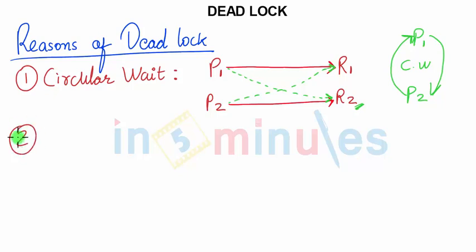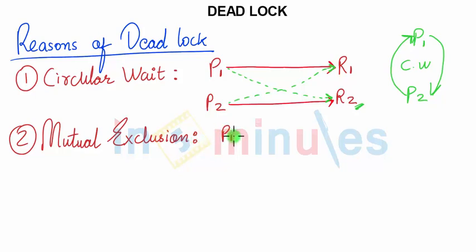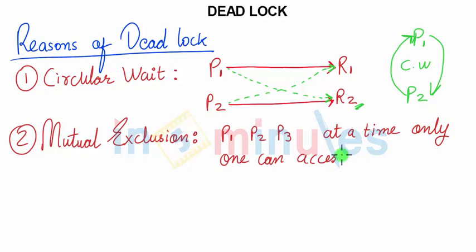The second reason why deadlock can occur is mutual exclusion itself. Many of us will not understand why mutual exclusion causes deadlock. It is obvious. Process 1 and process 2 and process 3. Suppose we have 3 processes. At a time, only one can access. This may cause deadlock. Maybe P1 accesses, P2 and P3 are waiting.